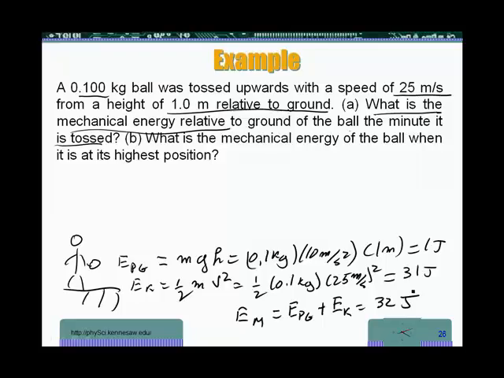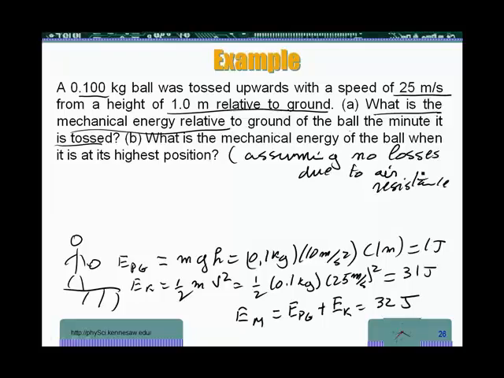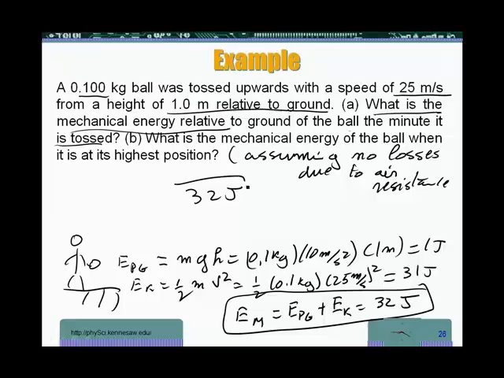Now, the interesting thing, what's the mechanical energy of the ball when it is at the highest position? Of course, they didn't say it in this question here, but assuming no losses due to air resistance, mechanical energy remains conserved, so it should be 32 joules at the highest position as well.